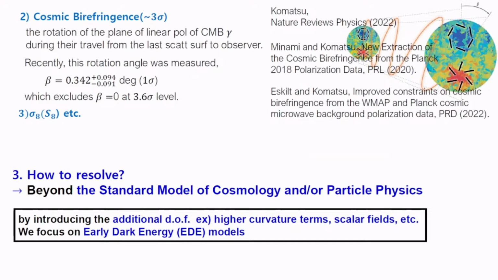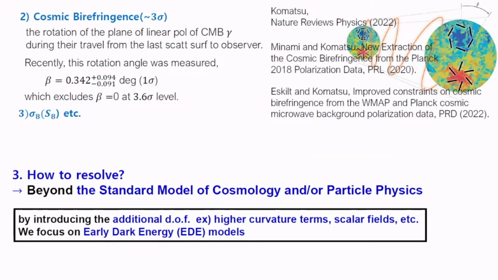And if you want to say it's significant and not just within the error bar, then you may say that beta equals 0 is excluded at the 3 sigma level. That's another way to express it, and all these kinds of things. Now, I mentioned only these two. The question is how to resolve it.